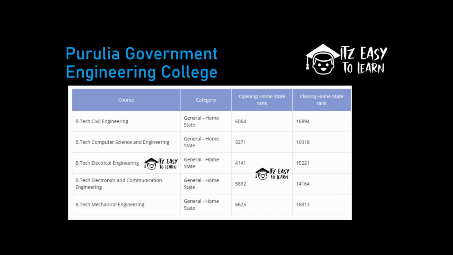Our next college is Purulia Government Engineering College. So if you want to study civil engineering, then you have to rank between 6064 to 16894. For CSE it's 3271 to 10018. For electrical engineering it's 4141 to 15221. For electronics and communication it's 5892 to 14164, and for mechanical it's 6625 to 16813. So if your rank is within this, then you can apply for Purulia Government.